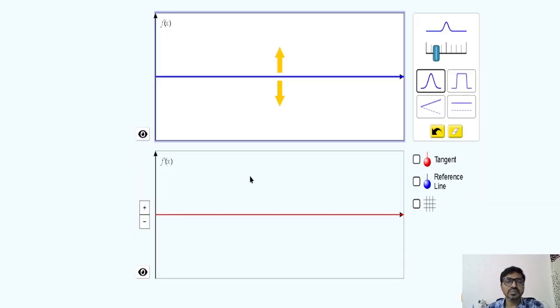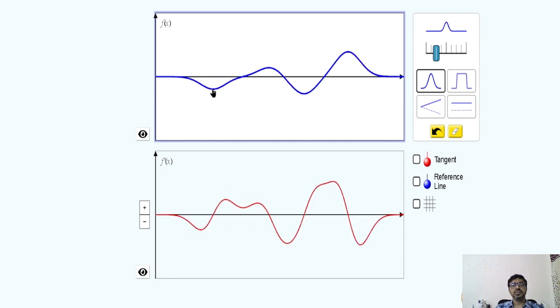Hi everyone, welcome. In this video, we're going to discuss the graphical meaning of differentiation, which is the slope of the curve. So here we have two panels. On the top, you have the blue color graph, which is the function f of x. You can plot it the way you want. You can curve up, curve down, depending on the way you want it. And this is a control to do that.